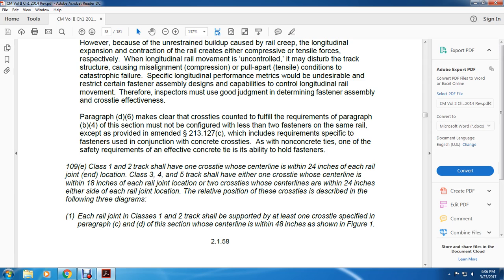Paragraph E: Class 1 and 2 tracks shall have a cross tie whose center line is within 24 inches of each rail joint location. Class 3 and 4 shall have either one cross tie whose center line is within 18 inches of each rail joint location, or two cross ties with center lines within 24 inches of either side of the rail joint location. The relative position of the cross ties is described in the following three diagrams.